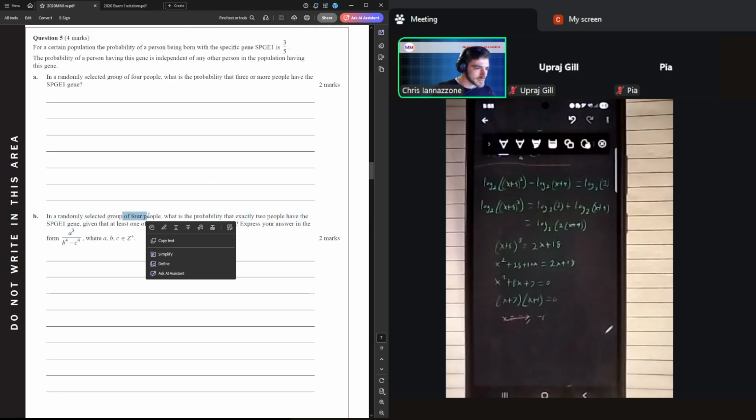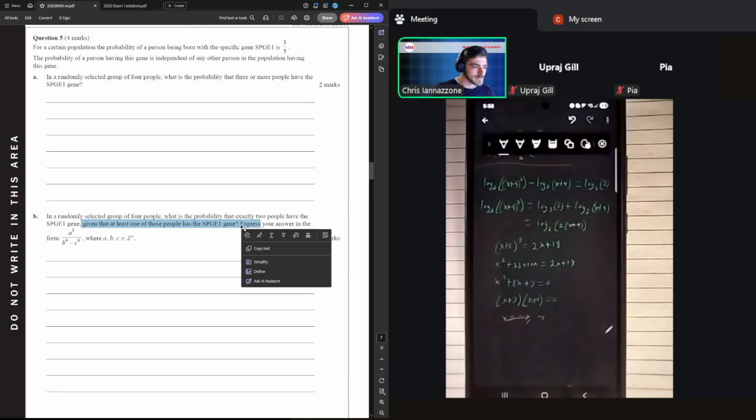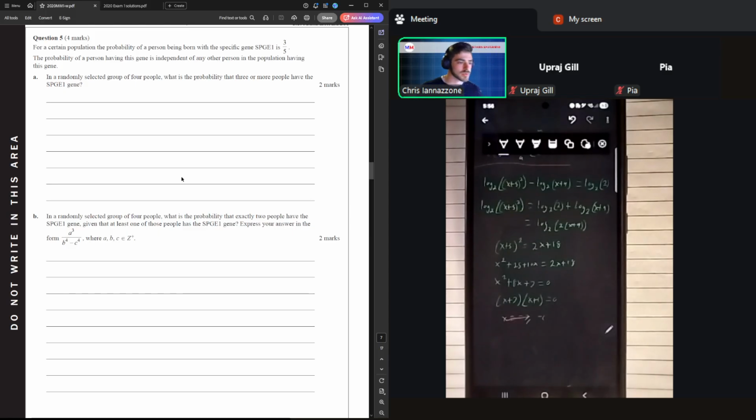Alright, still a group of 4. This time it's exactly 2, given at least 1. So probability x equals 2, given x greater than or equal to 1. At least 1. Now, it also says express it in a particular form. You pretty much don't have to worry about that until after you've done the logic required to create your probability.